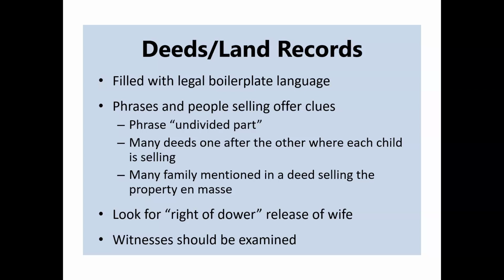Likewise, if a bunch of family are mentioned selling a piece of property en masse, there is likely a relationship between all of them. Additionally, you want to look for the right of dower, which was a release that a wife had to say, yes, I have not been coerced in saying we can sell this piece of property. And never ever forget, witnesses should also be examined.